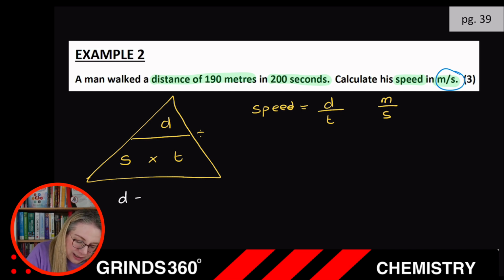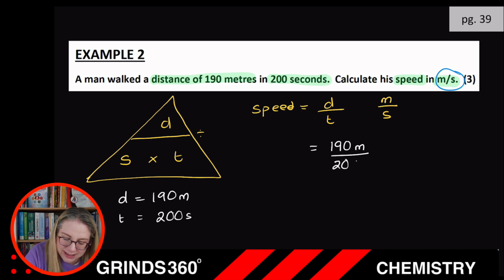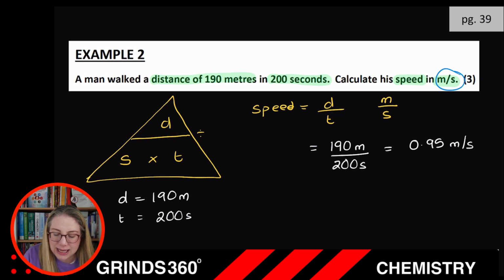Based on the information in the question, the distance is 190 meters and the time is 200 seconds. We have distance, we have time, now we can substitute in. So we have 190 meters divided by 200 seconds. And when we type that into a calculator, we get 0.95 meters per second. So he walks just under a meter every single second. And we get 3 marks for our final answer written like that. And hopefully you'd get 3 marks for writing the formula as well. It just depends on the question.